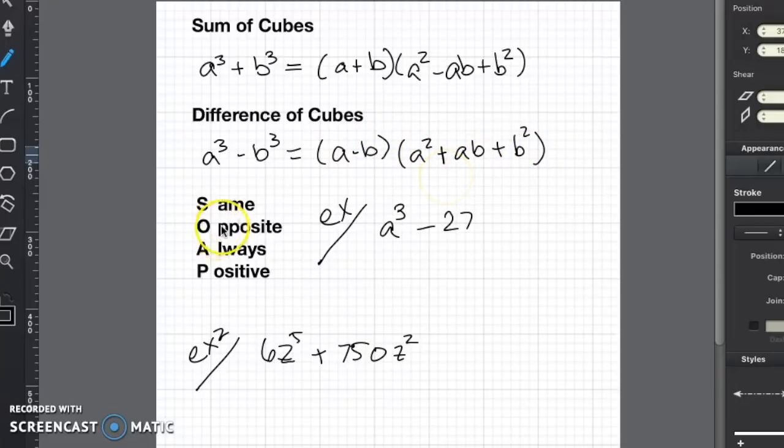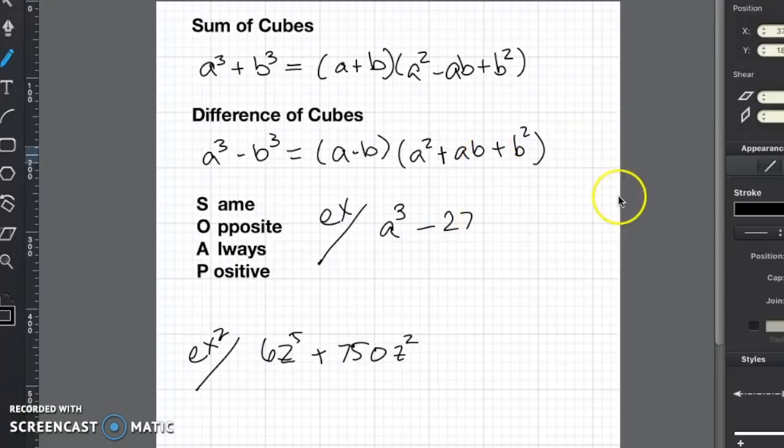And an easy way to remember this is SOAP, right? So: same, opposite, always positive. And it's talking about the signs in the middle here. So I have a plus here, so it's same, so plus, opposite, and this one is always positive. It's the same thing for the bottom. This is negative, so this is same, opposite, always positive, okay? Now let's test that out.